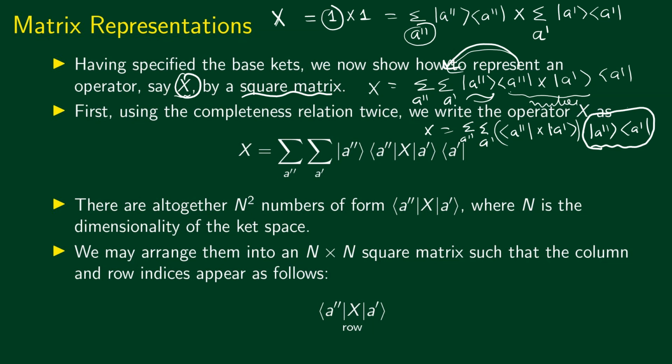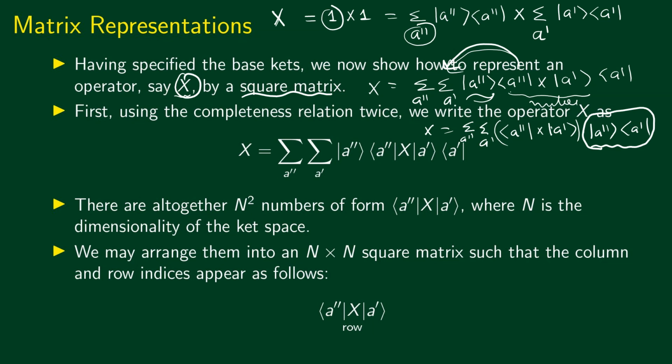So this is part of this object. We know it's part of the specification of the base vectors. We can construct it from the base vectors. We see that whatever appears here, it's a number. So how many numbers are there? There are n square numbers of this type.